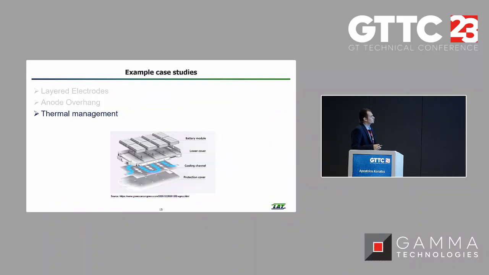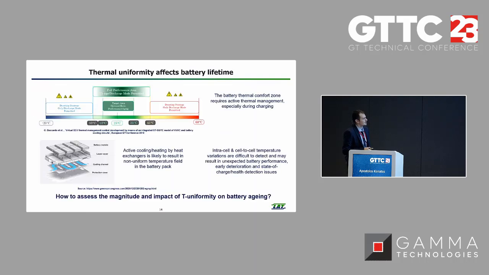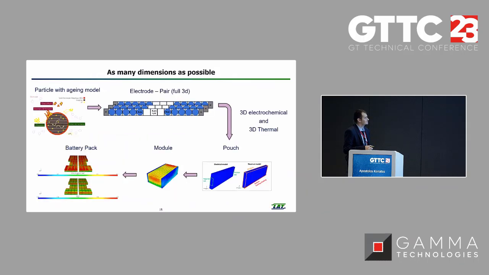And now let's move on to the last case that we studied, where we wanted to study a more complex system, such as that of a battery module with active thermal management. The batteries need to operate in an optimal temperature range in order to avoid aging. And to achieve this, we usually place heat exchangers, but these heat exchangers are likely to create thermal inhomogeneities. So here we would like to assess the magnitude and the impact of temperature uniformity on battery aging.